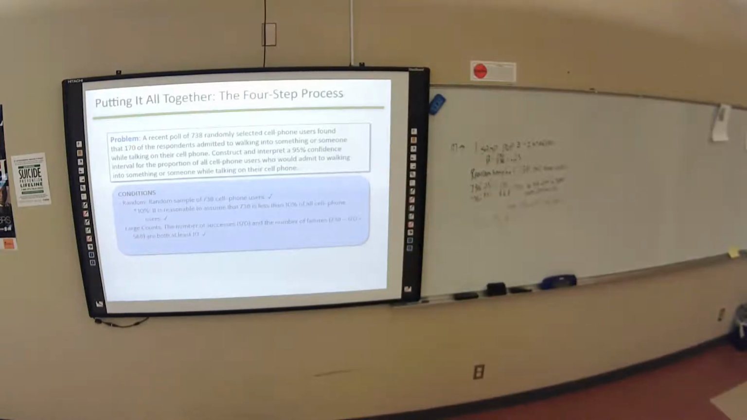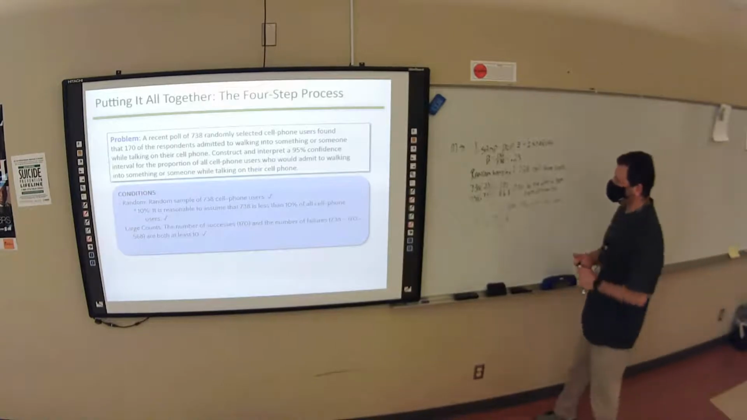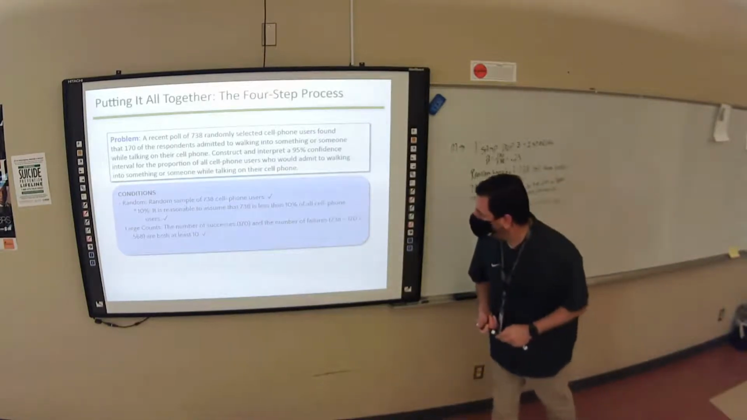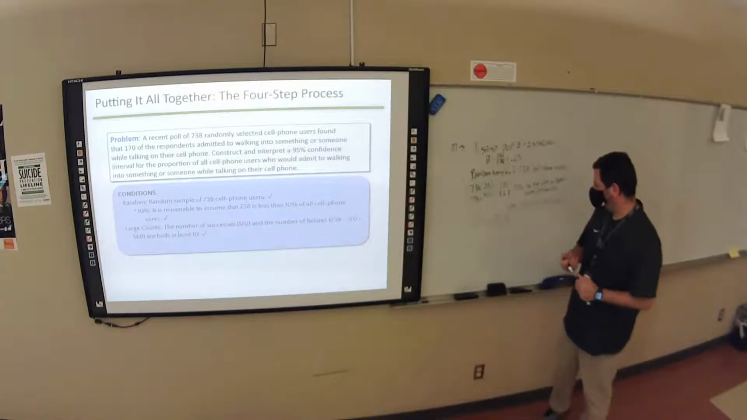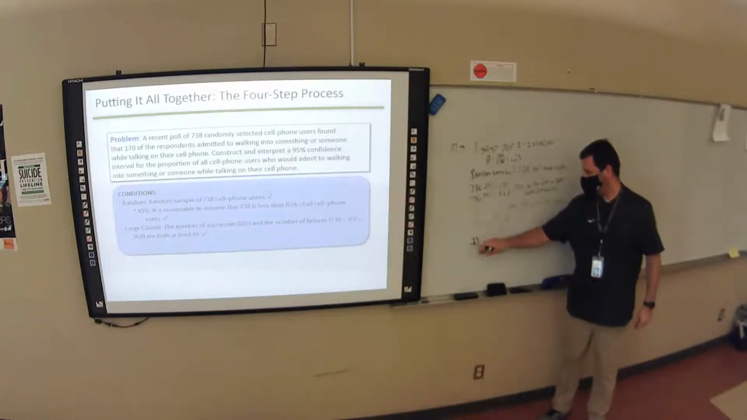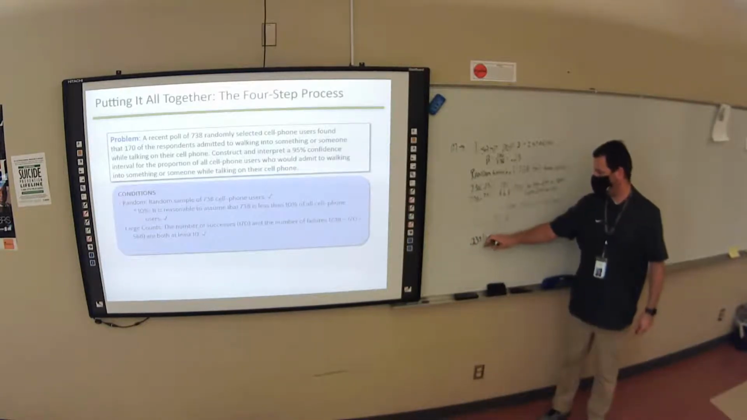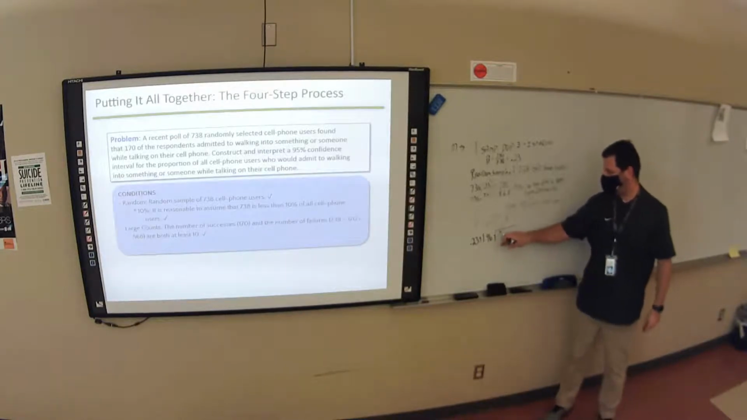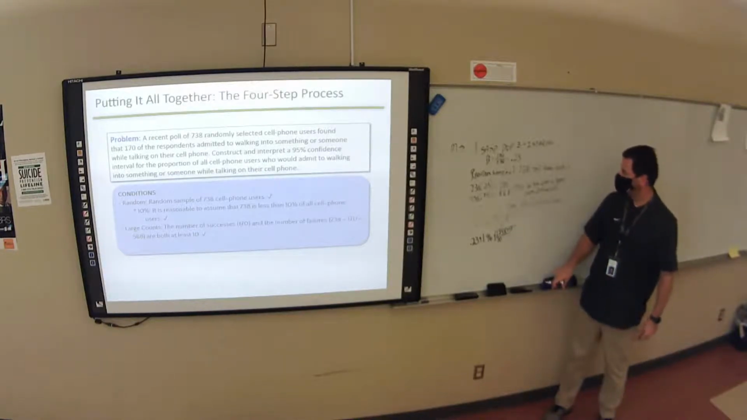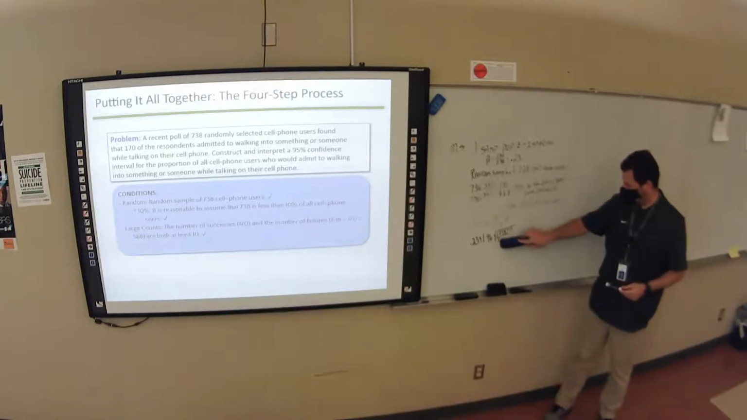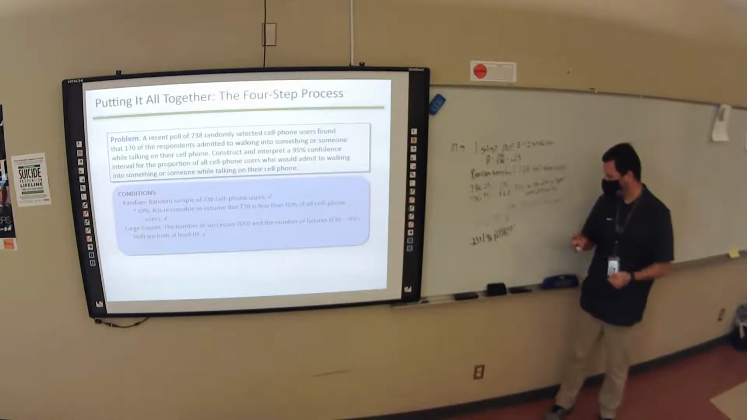Oh, you can't see it at all. What was it? I think it's 0.23. 0.23 plus or minus, for 95%, 1.96 times the square root of 0.23 times 0.77 over, no, I'm sorry, it's not 10, it's 738.